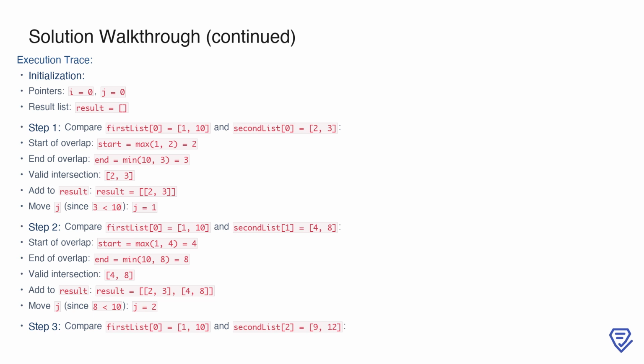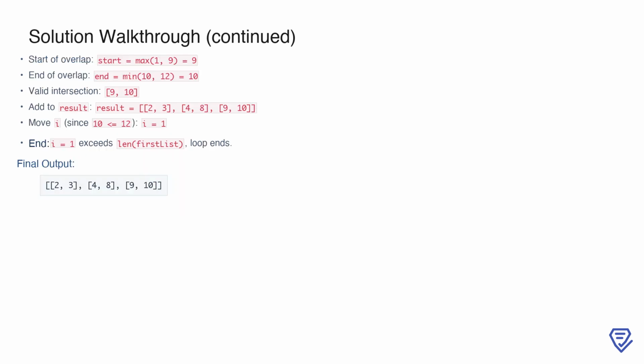Now, j is 1. Next, we compare [1, 10] from first list with [4, 8] from second list. The start of the overlap is 4, and the end of the overlap is 8. This gives us a valid intersection, [4, 8], which is added to the result list. Since the end of [4, 8] is less than the end of [1, 10], we move the pointer j to the next interval in second list.